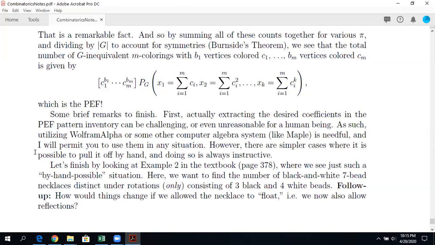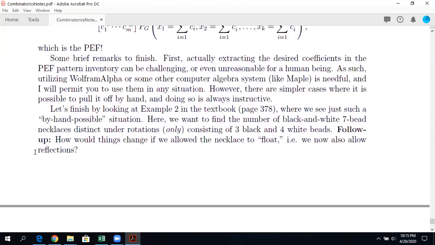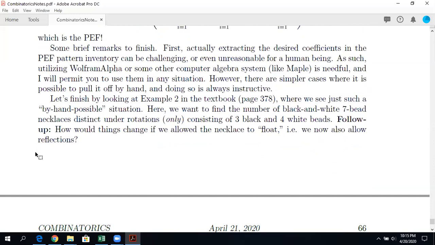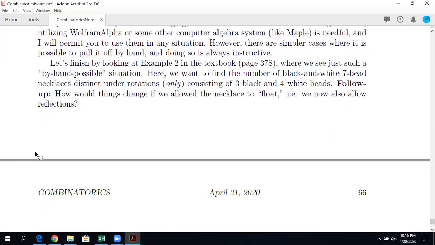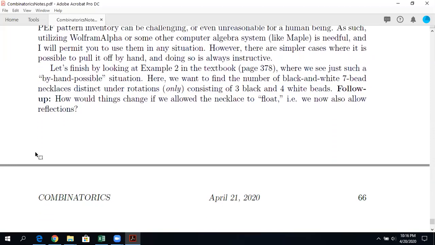So I wanted to kind of finish by looking at an example that's in the book, okay? So example 2 in the textbook is this. It's like 7 beads. Okay, it's a 7 bead example of just black and white beads only. Okay, and we're only looking at rotations first. Okay, we're only looking at rotations. Okay, so we have this necklace. Okay.